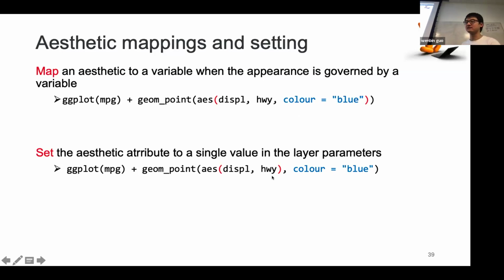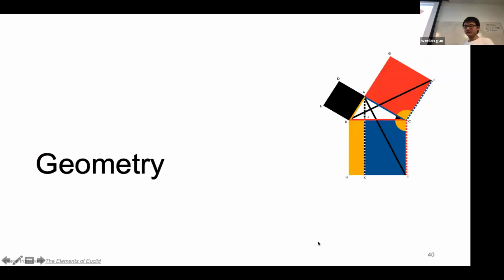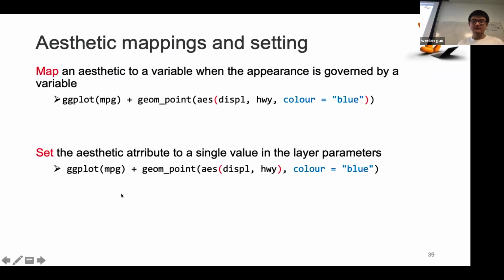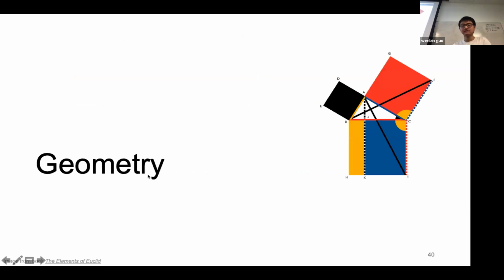So if it's outside the function, then it's a setting. It will give you the same blue color for all of your dots. But if you put it into the mapping, later in the ggplot tutorial, we are going to see these two lines actually have different results. We will see later. So besides, here we see that we use a geometry point to render our data. So this is related to the geometry, like how you are going to present your data.